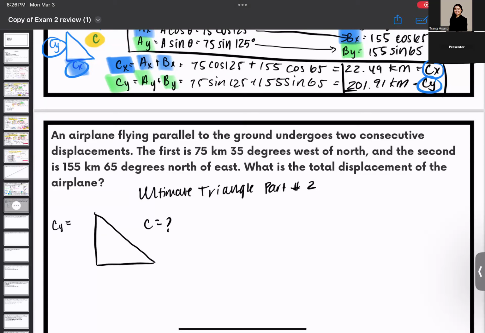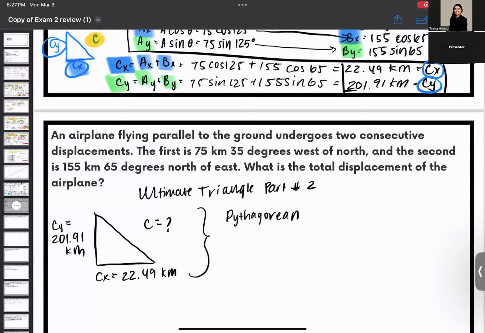CY, which we know is 201.91. CX, which is 22.49 kilometers. So how do we find C? Your old friend that you learned in Algebra 2 back in high school, Pythagorean theorem. Pythagoras.